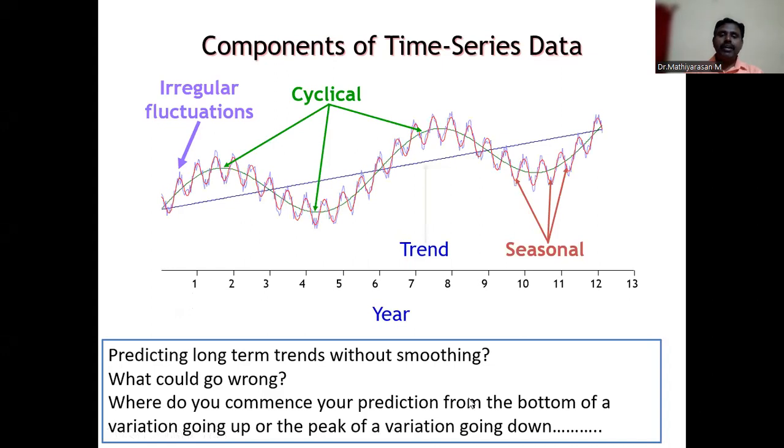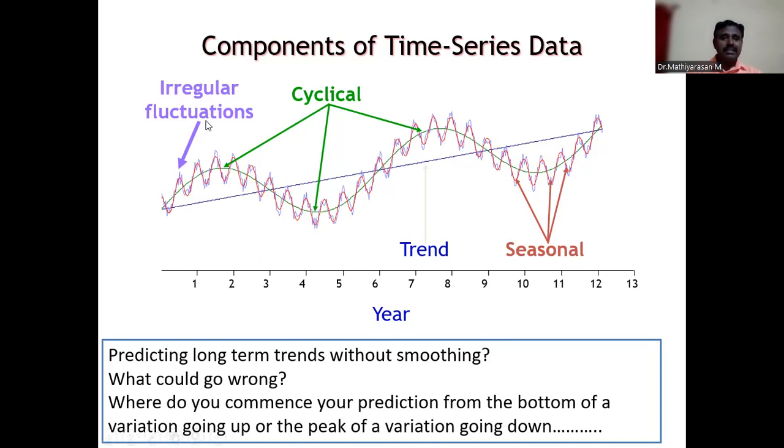So these are the different components in the time series. See here, the first one, irregular variations, then cyclical variations, then trend, then seasonal variations. It will predict the long-term trends without smoothing. You commence your prediction from the bottom of the variations going up to the peak of the variations, going down, up and down, and everything you can see here in the components of time series.